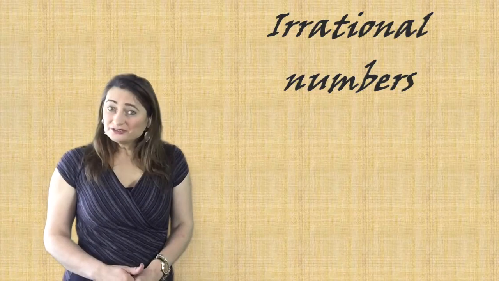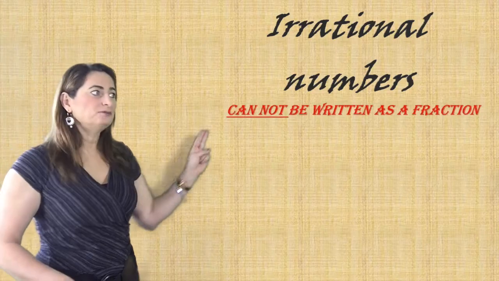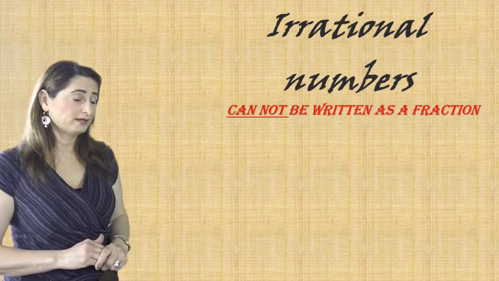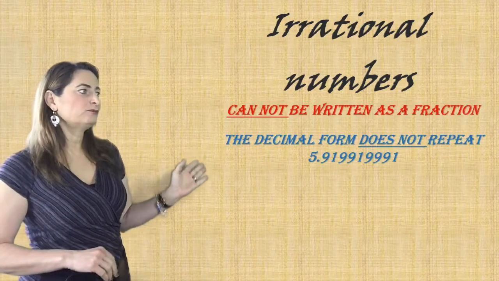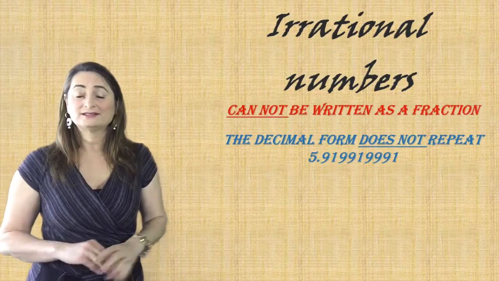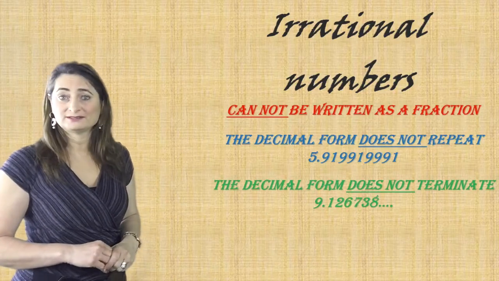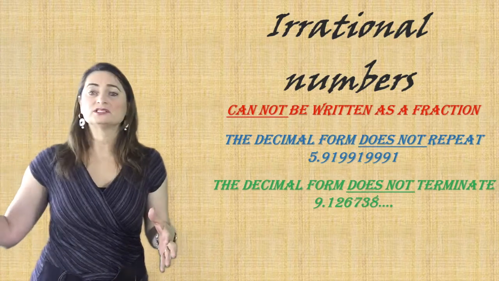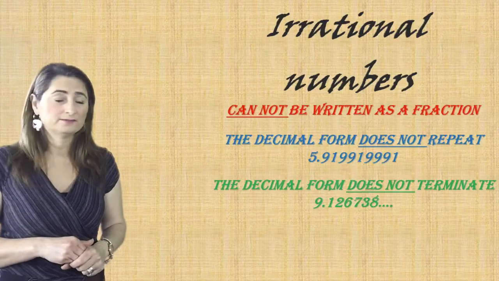What about irrational numbers? Irrational numbers cannot be written as a fraction. And I will explain that in the next lesson. Why? The decimal form does not repeat. As an example, 4.91, and then if you add any other number to that, it's not repeated. The decimal form does not terminate, which means it keeps going forever, like 9.1267, and you see those 3 dots, that means it keeps going forever, so that means it does not terminate.